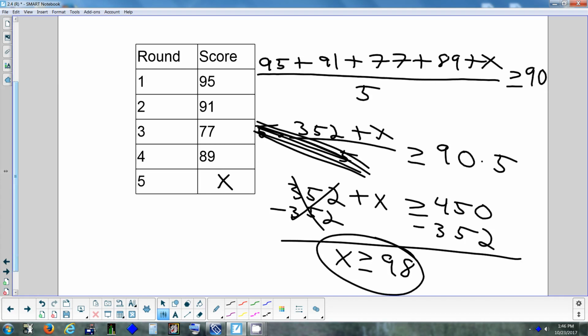98. What does that mean? What do we need to get for a score in the 5th round? 90 or above, so we got it. No, you had to get a 98. That average has to be 90 or above. So what score do we have to get? 98 or above in the 5th round. So greater than 98.